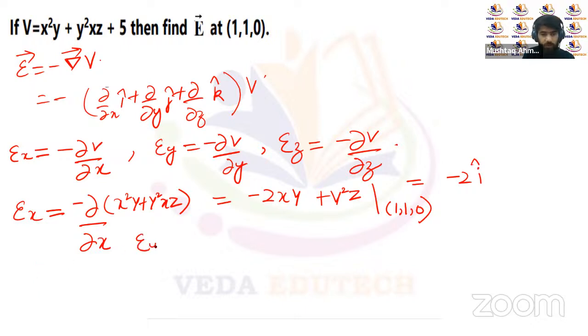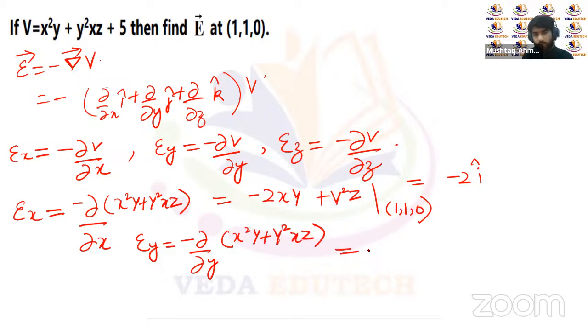Similarly, Ey will be minus del upon del y of x squared y plus y squared x z. That will be equal to minus (x squared plus 2yxz) at point (1, 1, 0). Now for z equal to 0, this term will vanish, and we'll be left with minus x squared only, that is minus j cap.